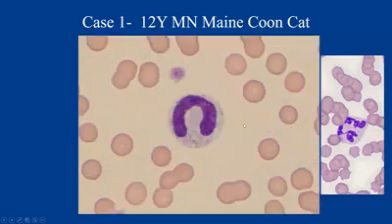And then here's another band neutrophil. So we had significant numbers of band neutrophils, so we had a pretty notable probably left shift when we did our differential, and we also have pretty notable toxic change in this patient, all indicating inflammation, okay?